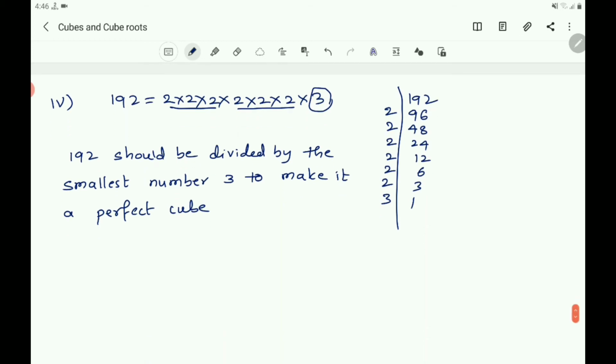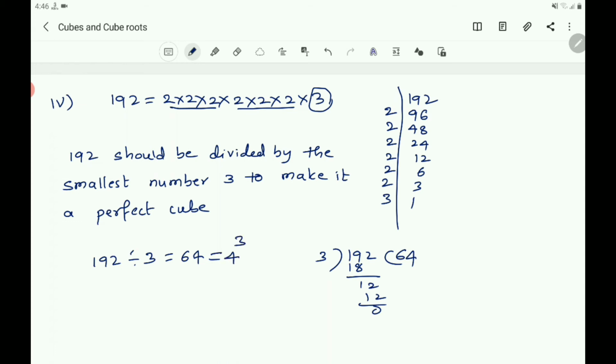And you verify: 192 divided by 3. 3 6s are 18. 1 2 3 4s are 12. You got here 64. And 64 is a cube of 4.